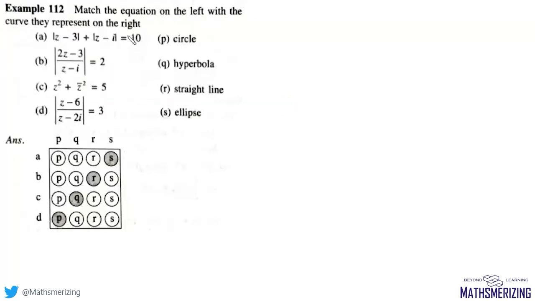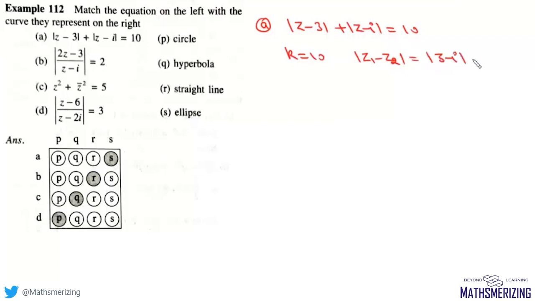Now here the question is, match the equation on the left with the curve they represent on the right. Now this first one, which is A, is mod of z minus 3 plus mod of z minus iota equals 10. Now here the value of k is 10, and if we write mod of z1 minus z2, it will be simply 3 minus iota, which is under root 10. Now in this question, k is greater than mod of z1 minus z2. That means this equation will represent an ellipse. So this A matches with S.